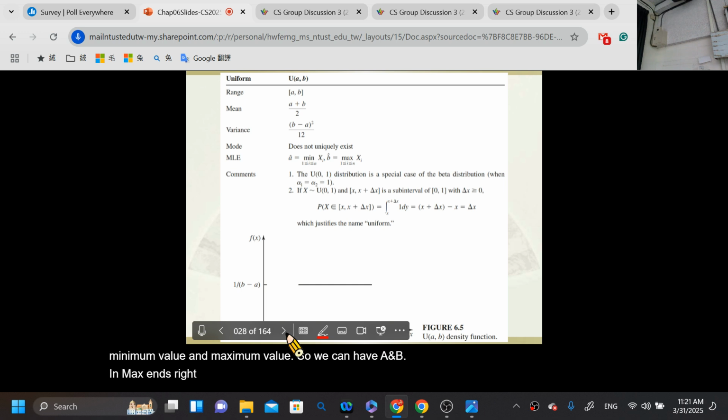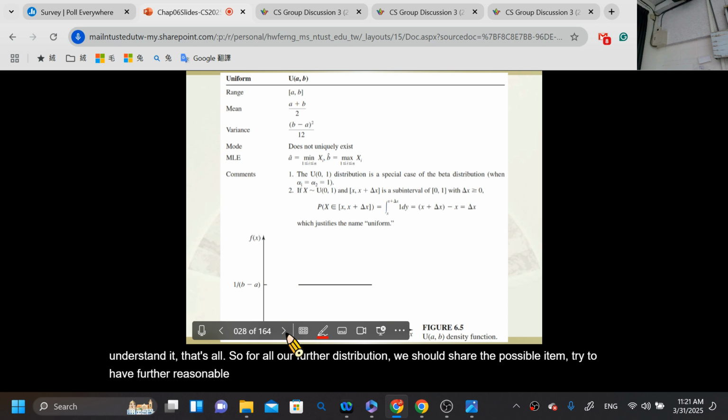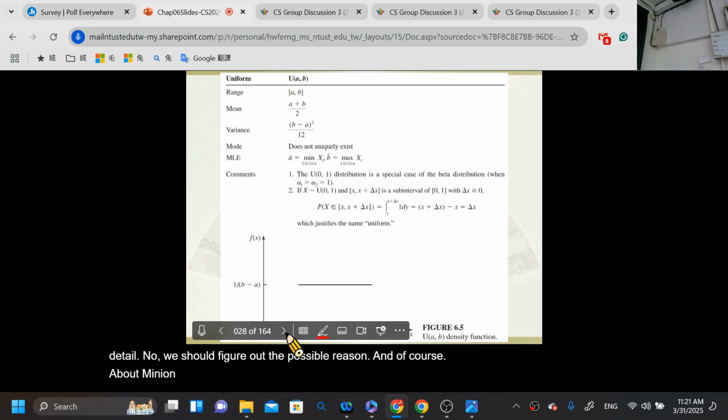And comments. I think this time I allow you to check if you can understand. Then that's all. So for all of the distributions, we should check the possible items and try to have the reasonable reason. It doesn't mean, oh, okay, I just follow that table and I don't care about the detail. No, we should figure out the possible reason. And of course, about mean and variance, you have the definition in chapter 4, right? And about CDF, why we have the way to derive it, chapter 4, right? So that's all. You can refer to chapter 4 to have these results.